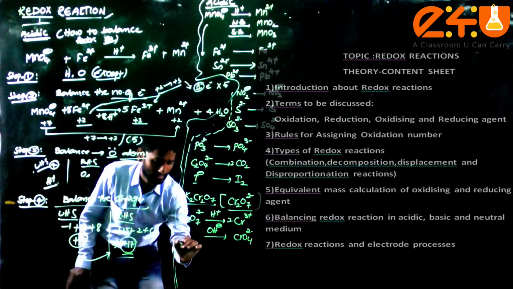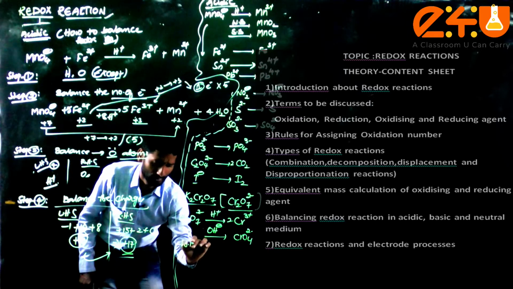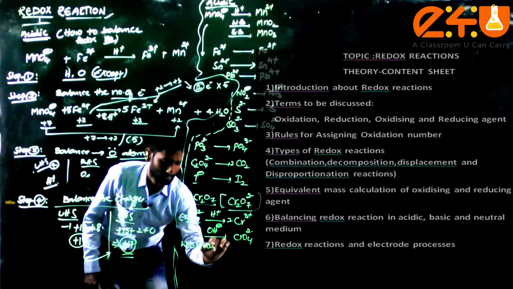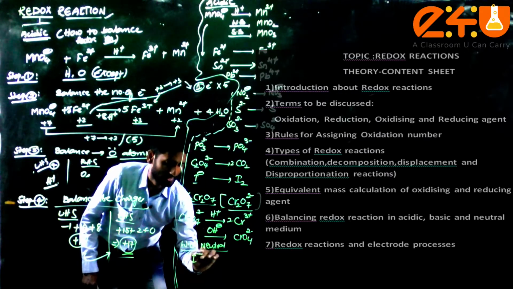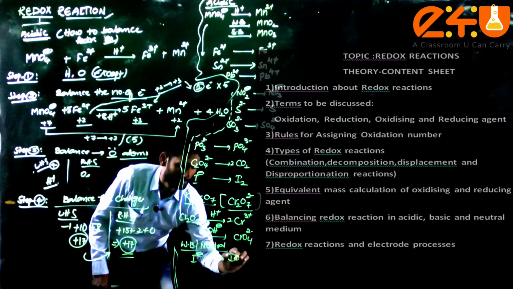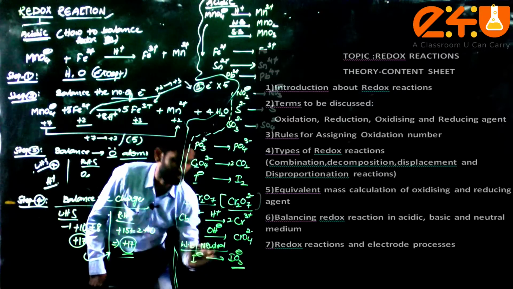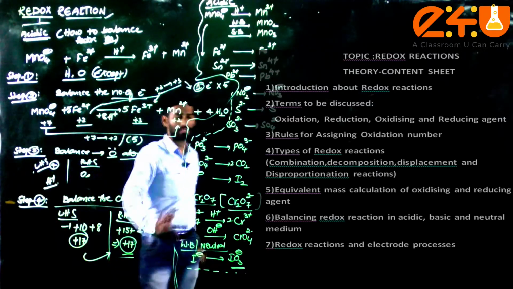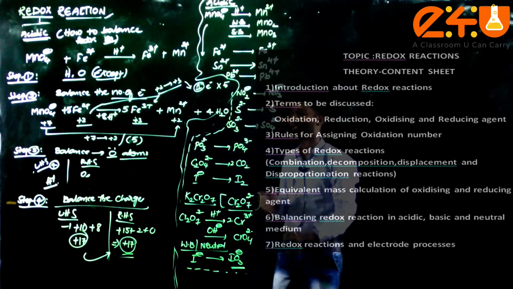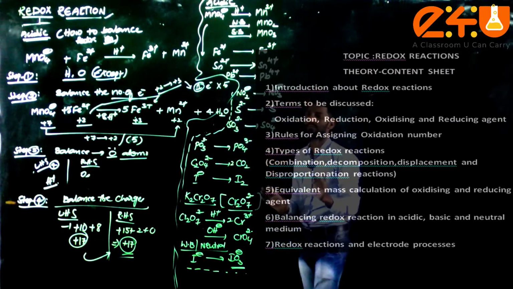Now if you take weakly basic or neutral medium, which one are we going to take? I minus is converted into, very important, IO3 minus. This is the very important thing which you are studying. While you are balancing the equation, you must remember these are all the charges.